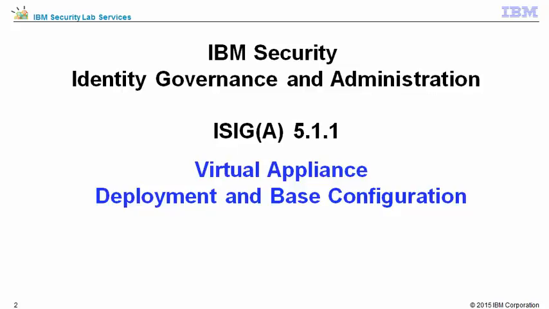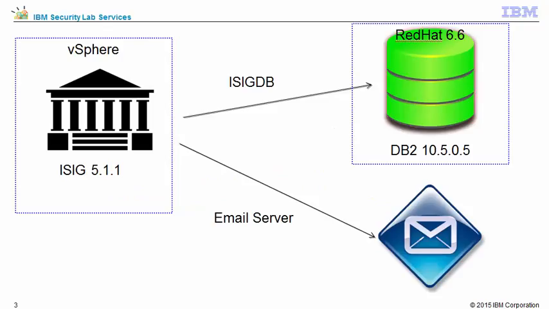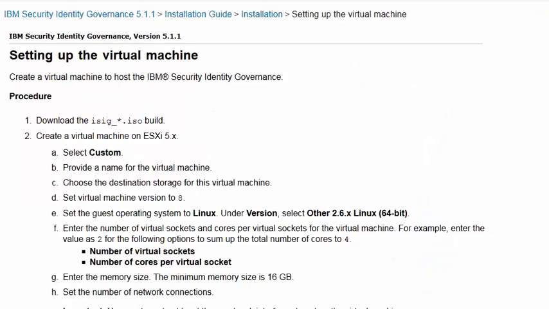This video will show how to perform the IBM Security Identity Governance virtual appliance deployment and base configuration. This video will show how to deploy the ISIC 5.1.1 virtual appliance onto a vSphere server, configured to use an ISIC database and an email server. For reference, the viewer should be familiar with the IBM Security Identity Governance Knowledge Center article on Installation Guide, Installation, Setting up the virtual machine.